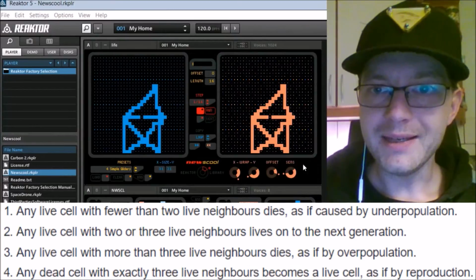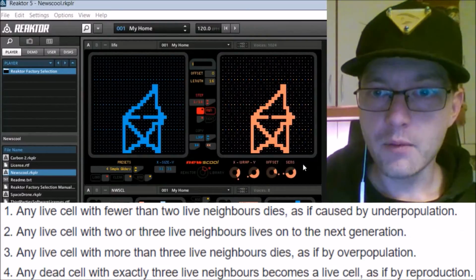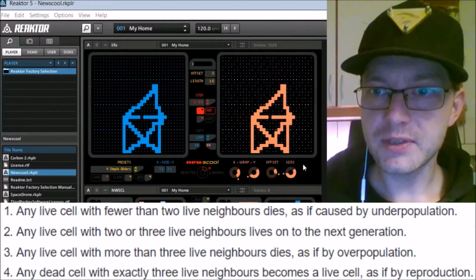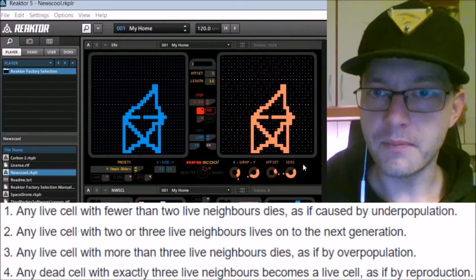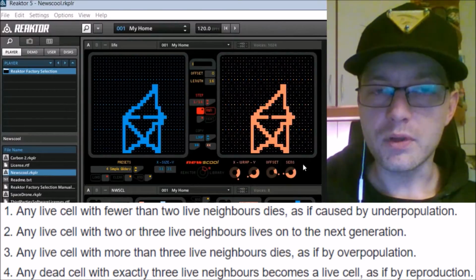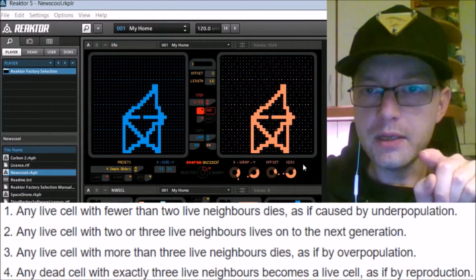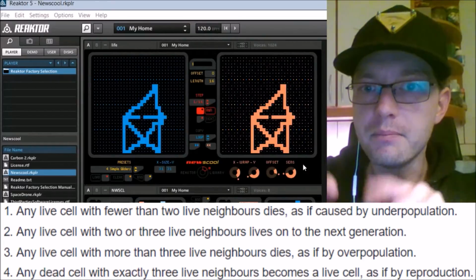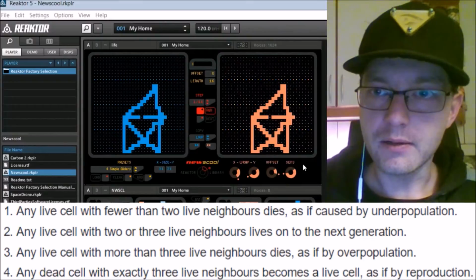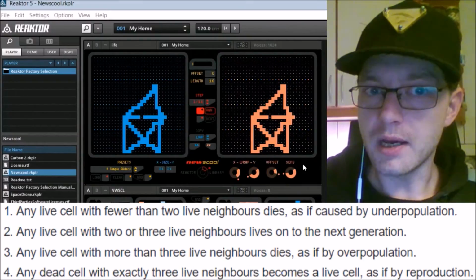Rule number 4, any dead cell, so that's anything that isn't colored already, with exactly 3 live neighbors, becomes a live cell as if by reproduction. So once again, imagine we put 3 dots next to each other. What's going to happen is that on both sides of these 3, we're going to have something come to life because there are 3 live neighbors. And the dot in the middle is of course also going to be alive because it has 2 live neighbors.